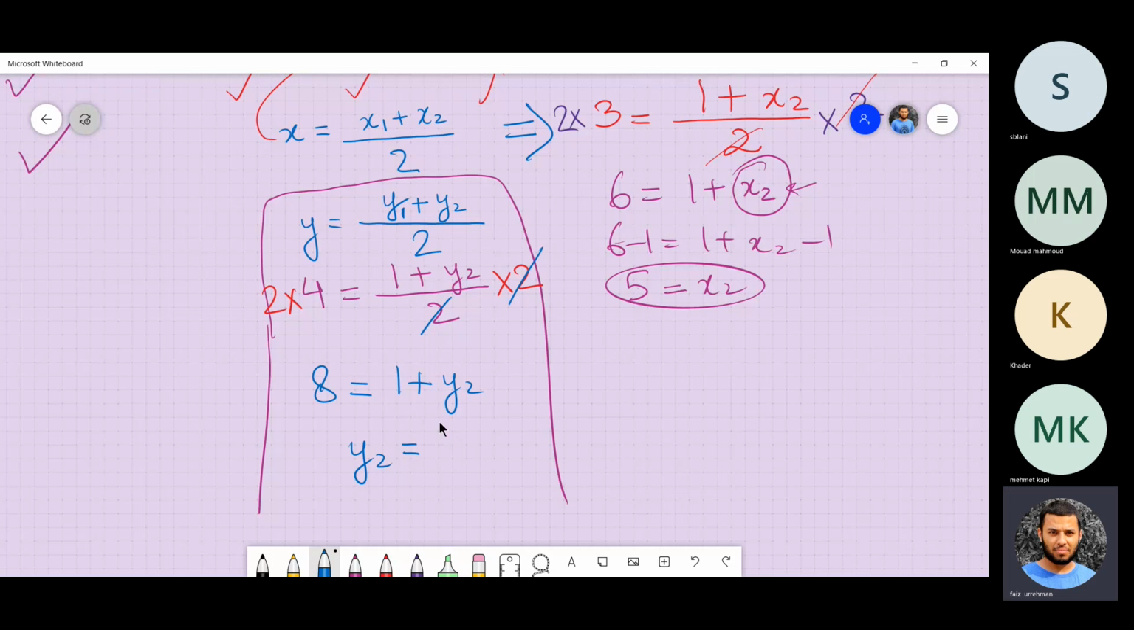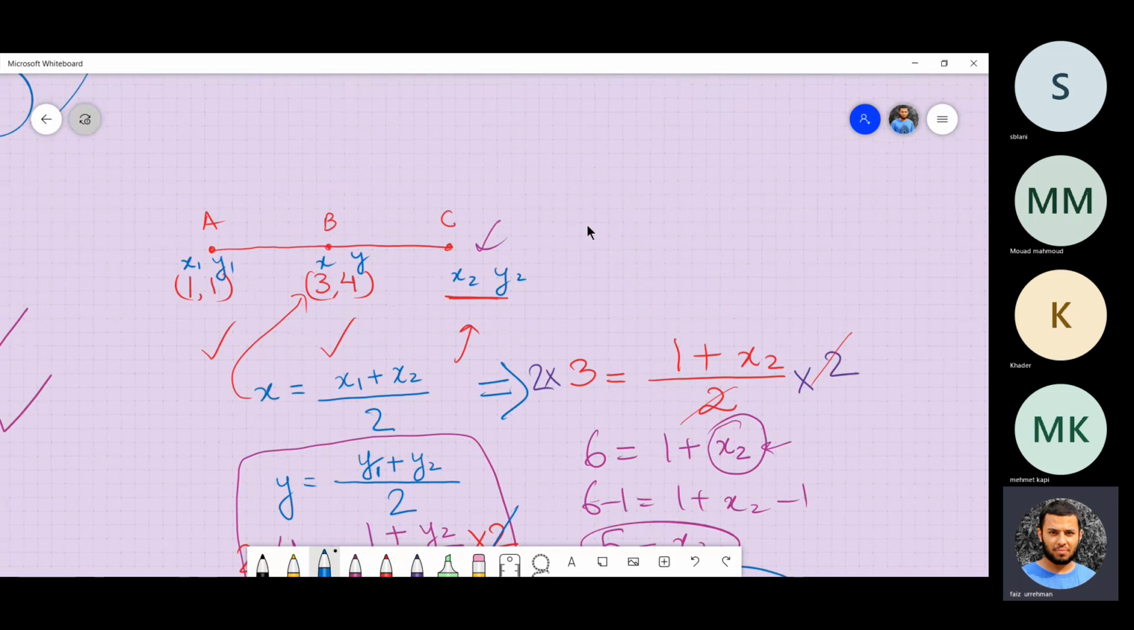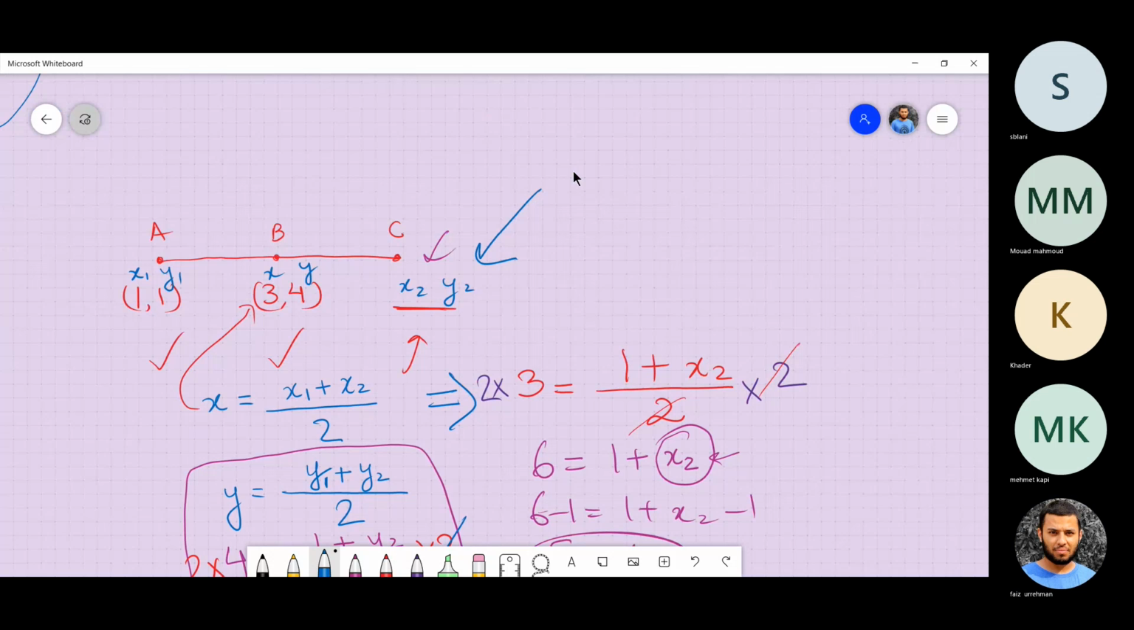No, minus 1 from both sides, so it will be 7. Okay. So where will we put this answer? See, x2 we found is 5, y2 we found is 7. Put it here. So what will be the answer? 5, 7.